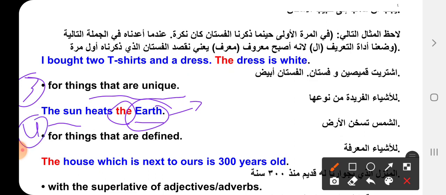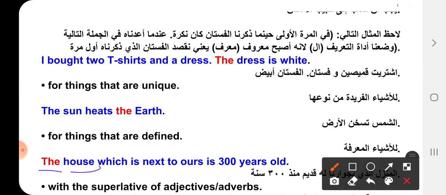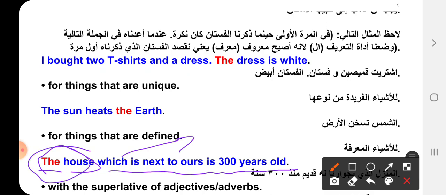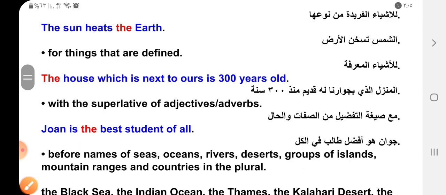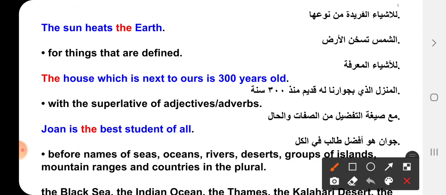Also, number 4, we use it for things that are defined, like the house which is next to ours is 300 years old. Here we have a defined thing, a relative clause. Also we use the with superlative adjectives, do you remember? John is the best student of all. Always we use the with superlative adjectives or adverbs.